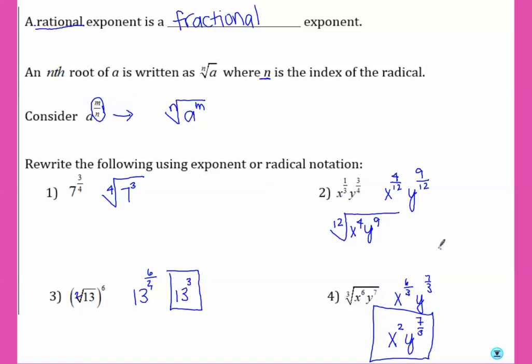And make sure when you're rewriting these that your index is inside the little check mark part of your radical. You don't want to be writing 4 root 7 to the 3rd. That means something much different than what we have written here.